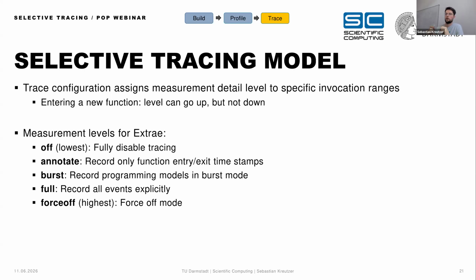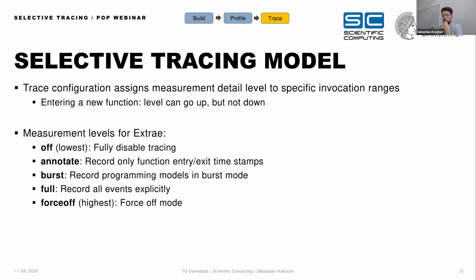This model is built around the idea that when you go up in the call stack, if a function is recorded on a certain level and you go one level up, so this function calls another function, then you can get more detail, but not less. This is to ensure that the final trace is in a sensible state.